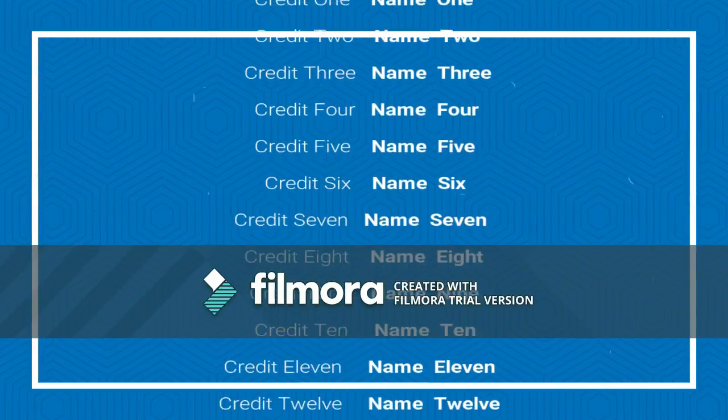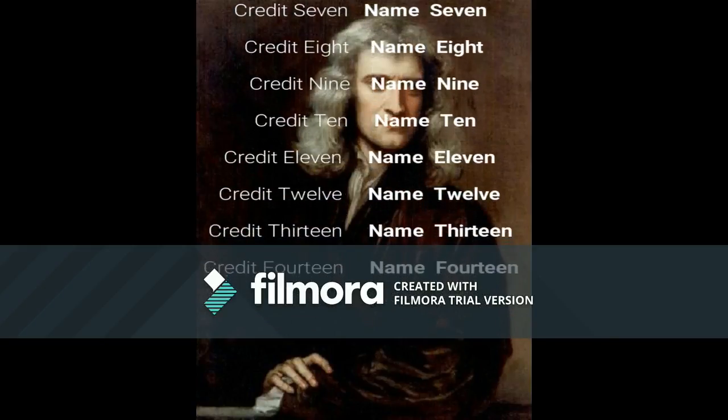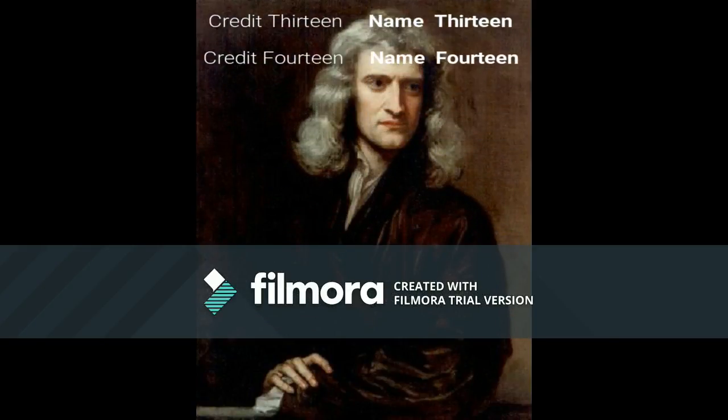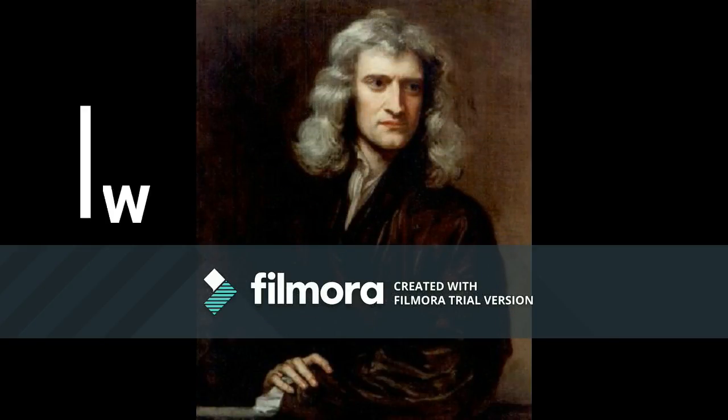Sir Isaac Newton's three laws of motion. The first law of motion is also known as the law of inertia.